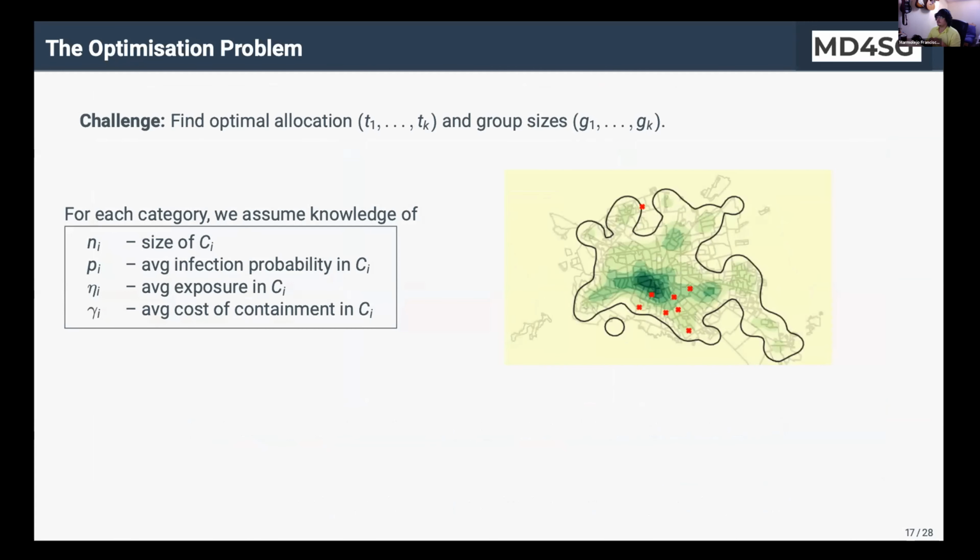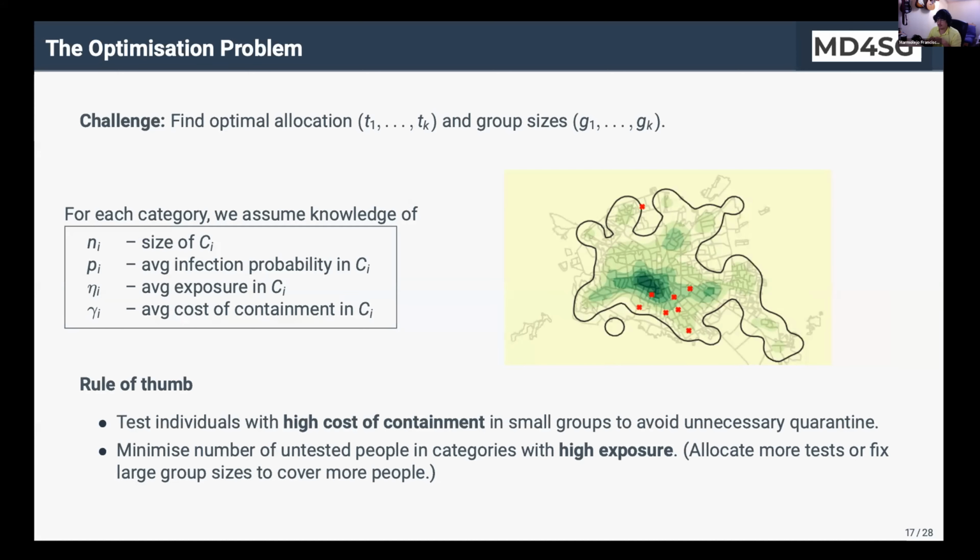And so going back to the mathematical model, we assume that we had these K categories, and these categories have attributes. They have a certain size. We're looking at the probability of infection in that category, the exposure of individuals in that category, and the cost of containment that they have as well. And I mentioned this map because we can infer some of these from the symptom tracking app.